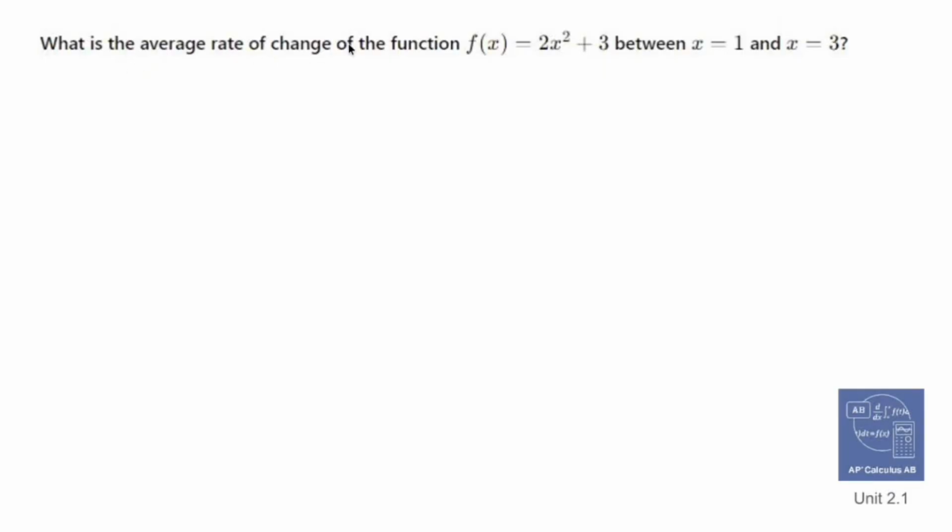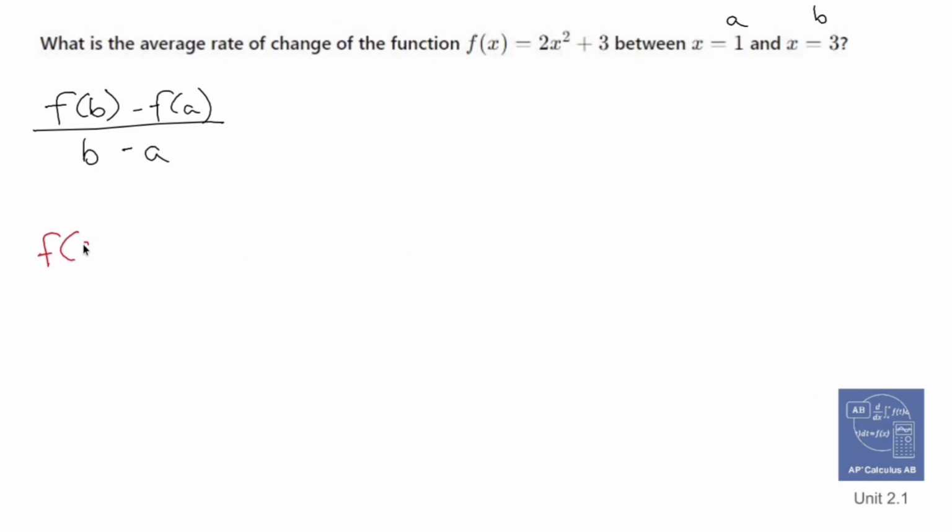What is the average rate of change of the function f of x equals 2x squared plus 3 between the interval 1 and 3? All right, so average rate of change is the formula f of b minus f of a over b minus a. I will call you a and I will call you b. So if I wanted to find f of b, because I already have a and b, that's easy.